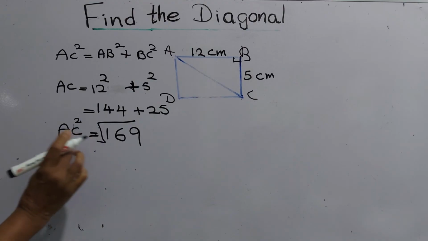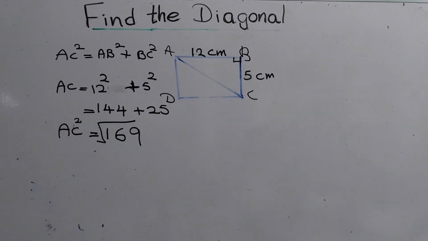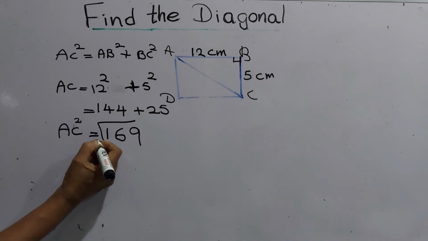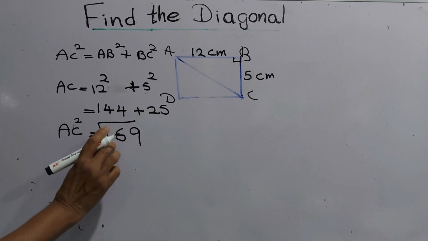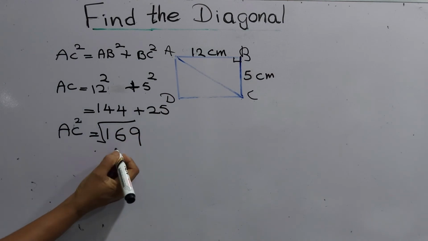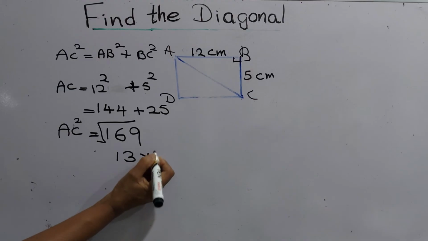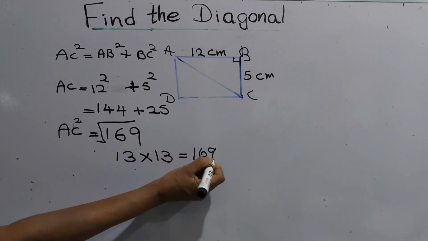This is the value of AC squared, that is 169. We have to find the square root of 169. Then we found it as 13, because 13 into 13 makes 169.